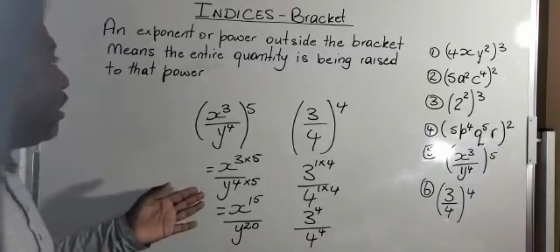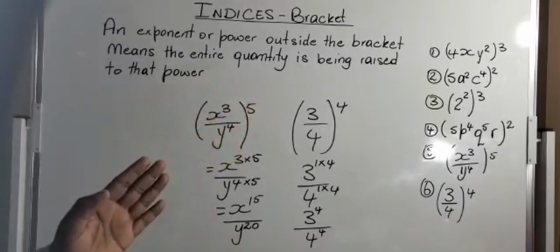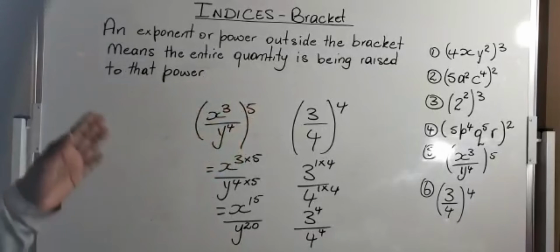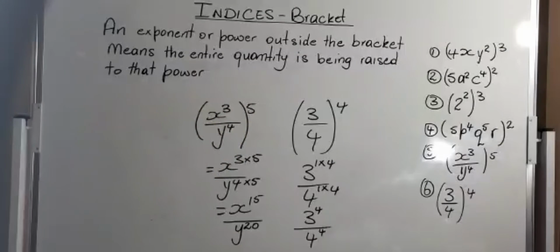So I've come to the end. Bracket indices, just to recap: an exponent or power outside the bracket means the entire quantity is being raised to that power. This is where I leave you for tonight.